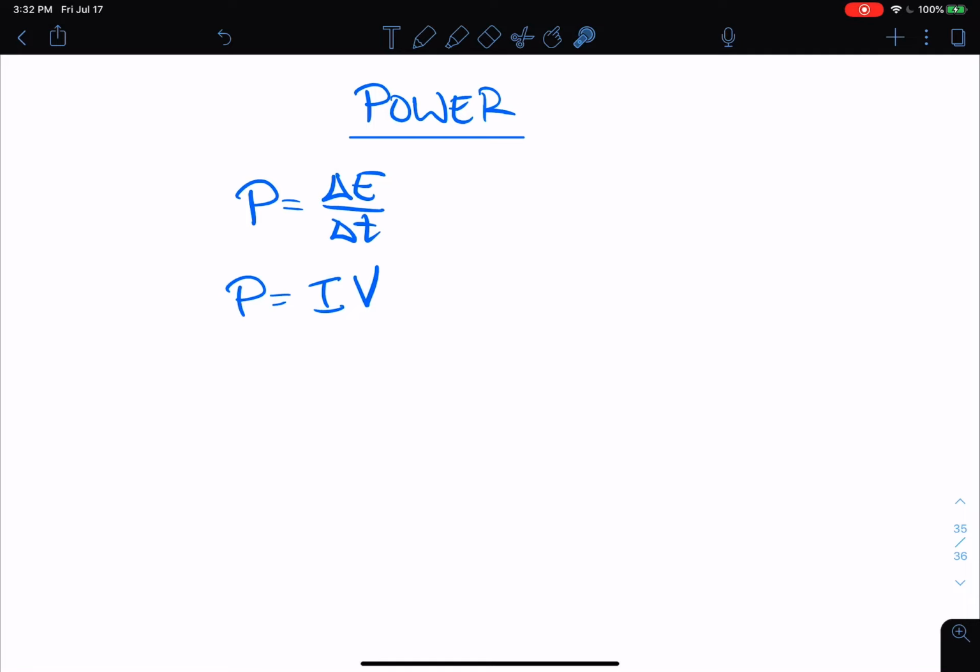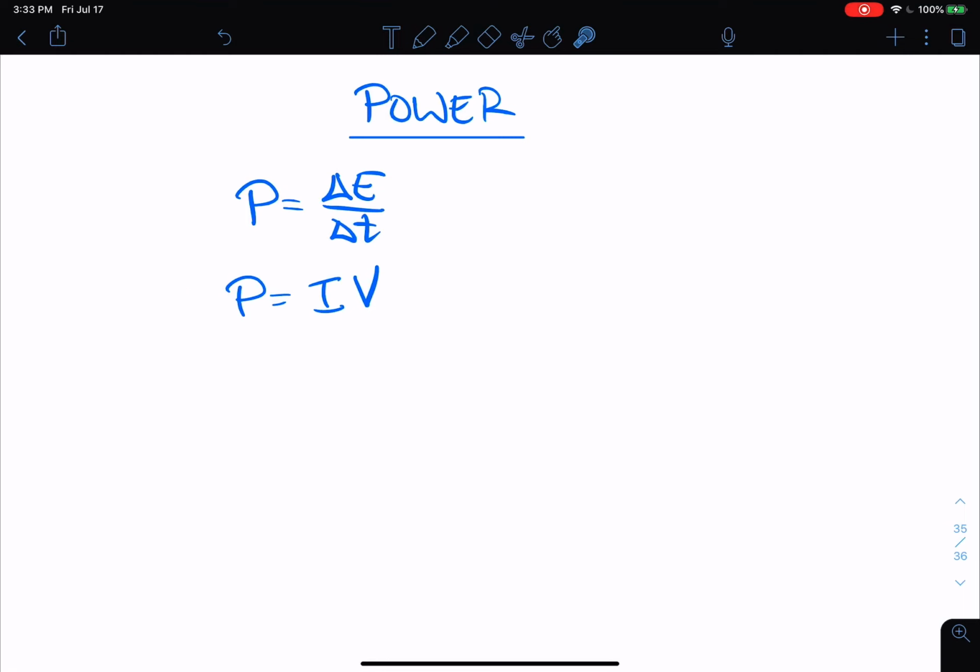And this formula here that I've just written, this applies to any circuit or electronic device. This applies to anything, any situation, whether it involves circuits or cars or people or moose, it doesn't matter. P equals delta E over delta T, always true. This one is for any circuit or electronic device.